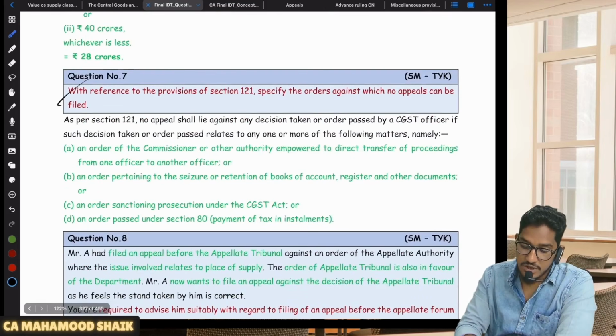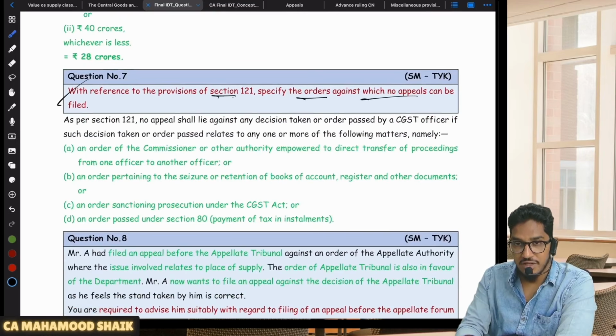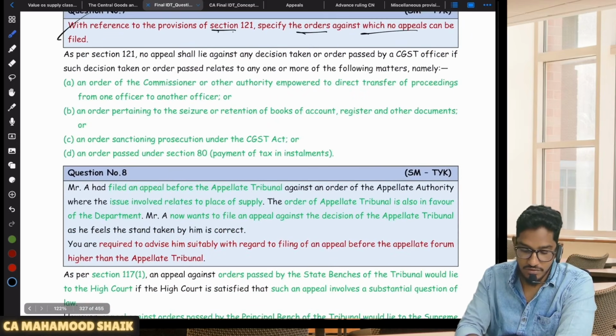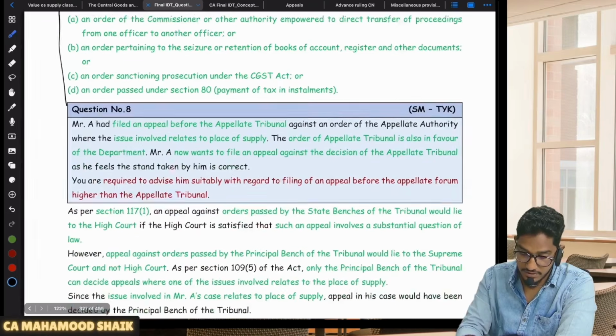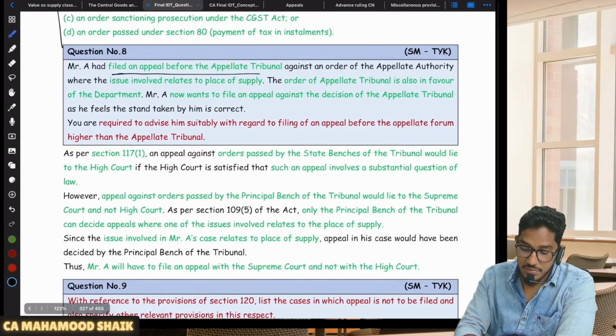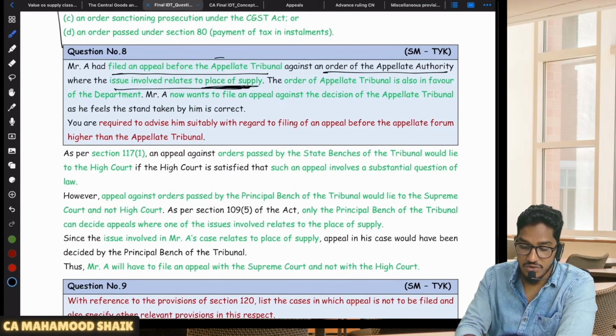Next. With reference to provisions of section 121, specify the orders against which no appeals can be filed. Straight away, theory question, 4 orders against which you can't go for appeal. Next. Mr. A has filed an appeal before the appellate tribunal against an order of the appellate authority where the issue involved relates to place of supply. He has gone to the appellate tribunal where the issue involved is place of supply. Which bench will hear this case? Principal bench or state bench?